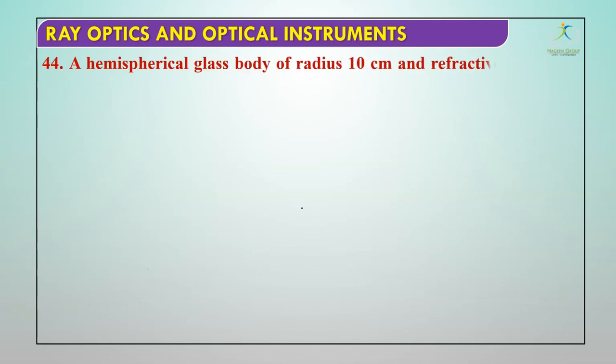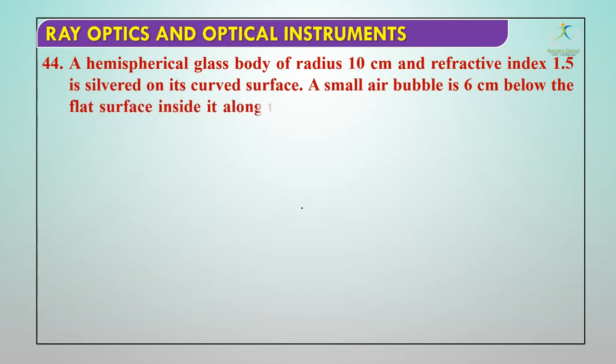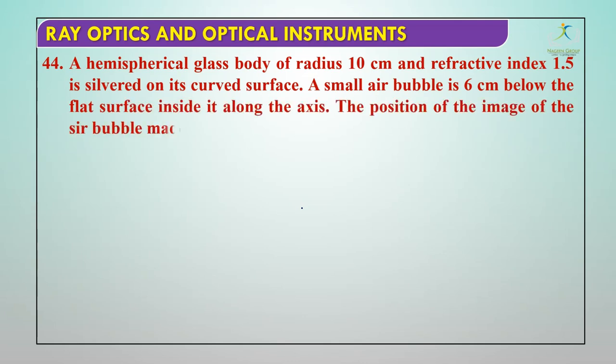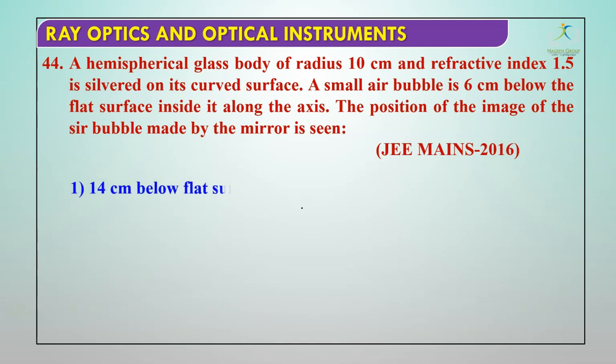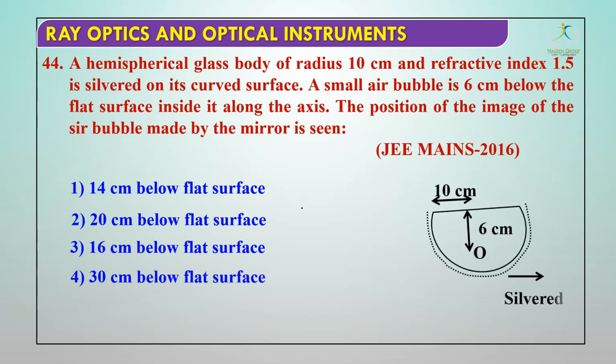A heavy spherical glass body of radius 10 cm and refractive index 1.5 is silvered on its curved surface. A small air bubble is 6 cm below the flat surface inside it along the axis. The position of the image of the bubble made by the mirror is seen 14 cm below the flat surface, 20 cm below the flat surface, 16 cm below the flat surface, or 30 cm below the flat surface.